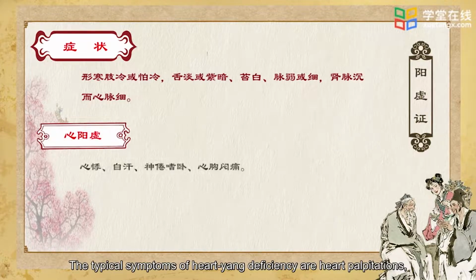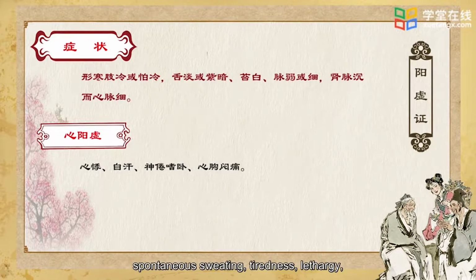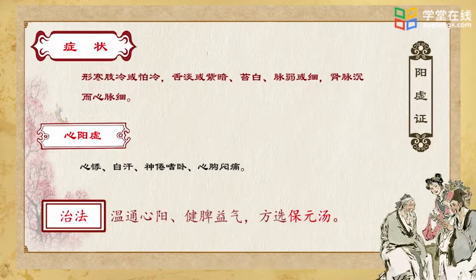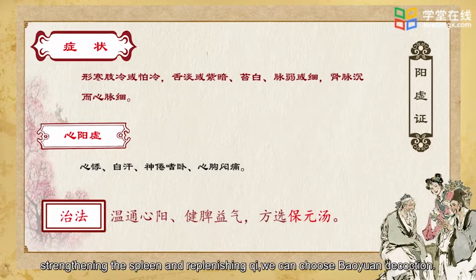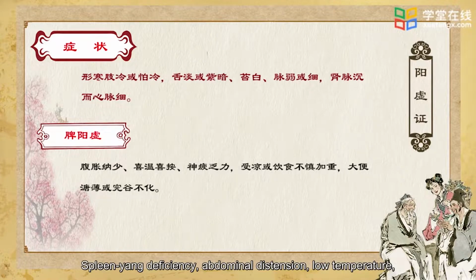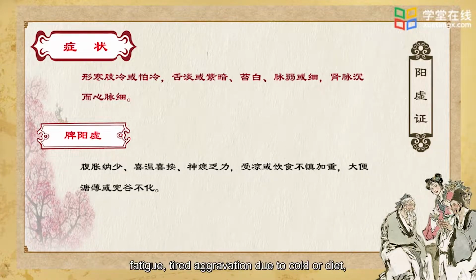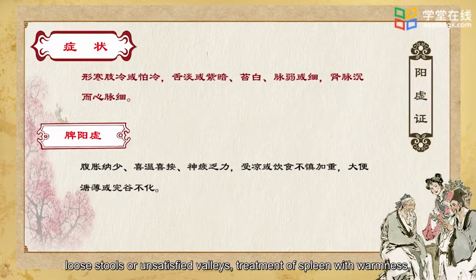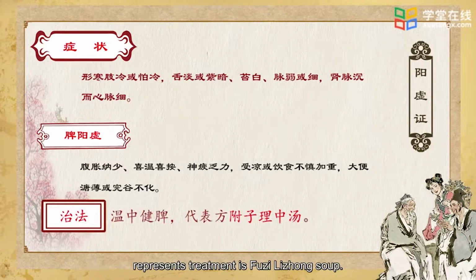The typical symptoms of heart yang deficiency are heart palpitations, spontaneous sweating, tiredness, lethargy, and chest pain. The method is warming the heart yang, strengthening the spleen, and replenishing qi. We can choose Baoyuan decoction. Spleen yang deficiency shows abdominal distension, low temperature, fatigue, aggravation due to cold or diet, loose stools or unsatisfied bowels. Treatment is to warm the spleen. The representative treatment is 附子理中 soup.